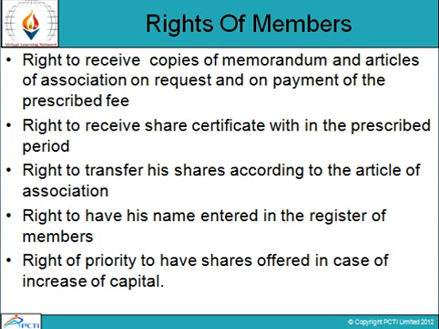Rights of members. Right to receive copies of the memorandum and articles of association on request and on payment of the prescribed fee. Right to receive share certificate within the prescribed period. Right to transfer his shares according to the articles of association. Right to have his name entered in the register of members. Right to priority to have shares offered in case of increase of capital.